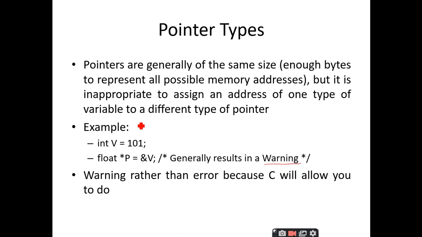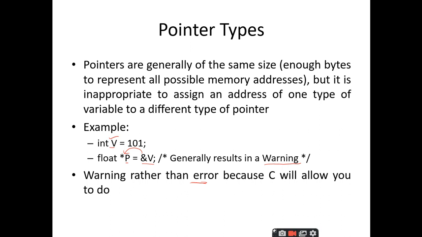incompatibility warning, right? So what is this V? What is the type of V? Integer type, sir. Integer. What is this P? What is the type of P? Float type, sir. Floating, right? But I am trying to store the address of an integer variable V inside a floating pointer, which is not acceptable, but it will not result in an error. It will simply give you a warning, right? Is it clear up to this point?